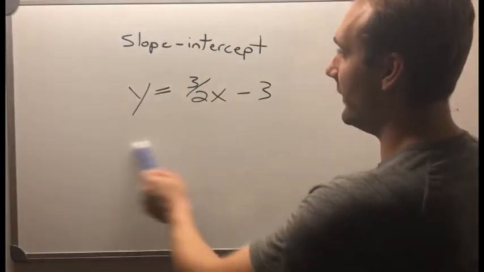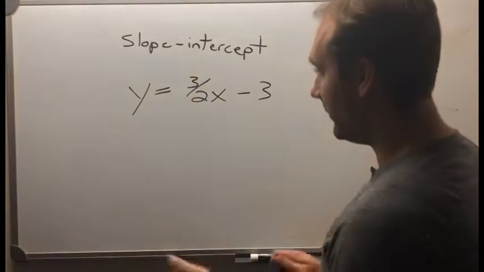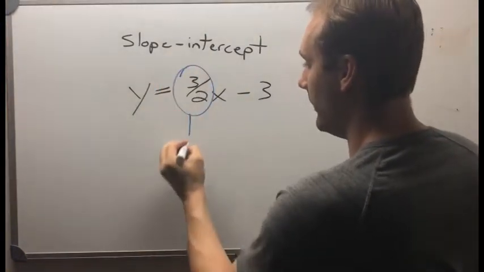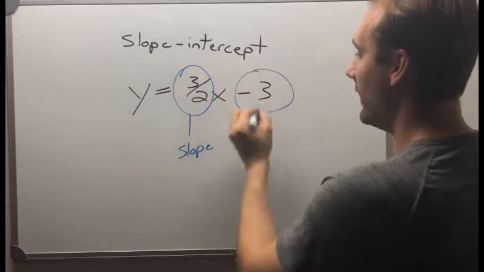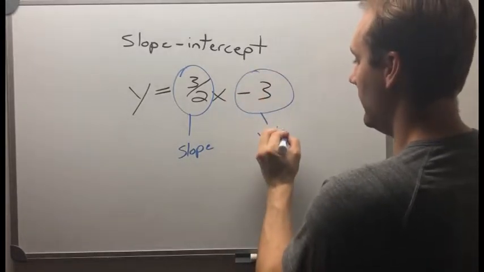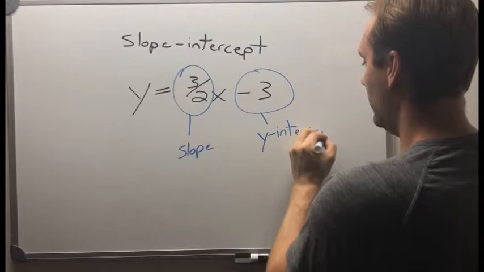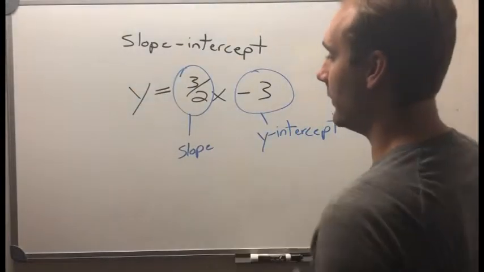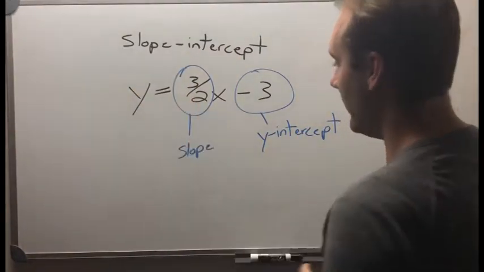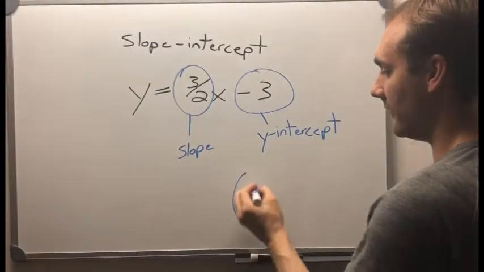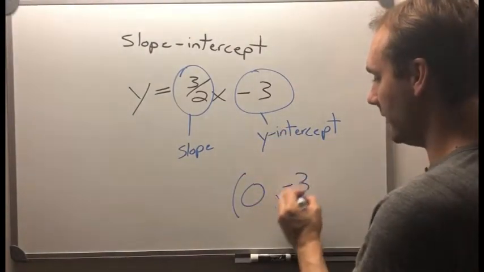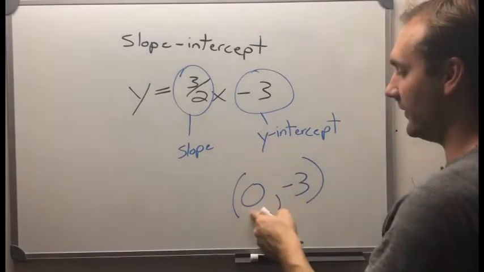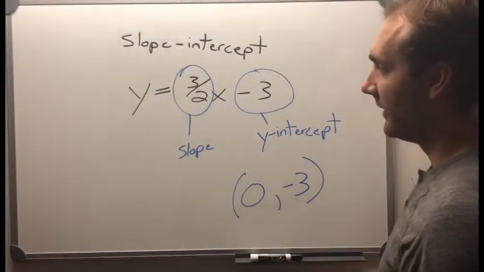Now the reason why this is called slope-intercept form is because it has both the slope, in this case 3 over 2, and the y-intercept inside of itself. You can read those directly from this form. So my slope is 3/2 and my y-intercept is negative 3, the value at x equals 0. So my y-intercept is the point (0, -3).